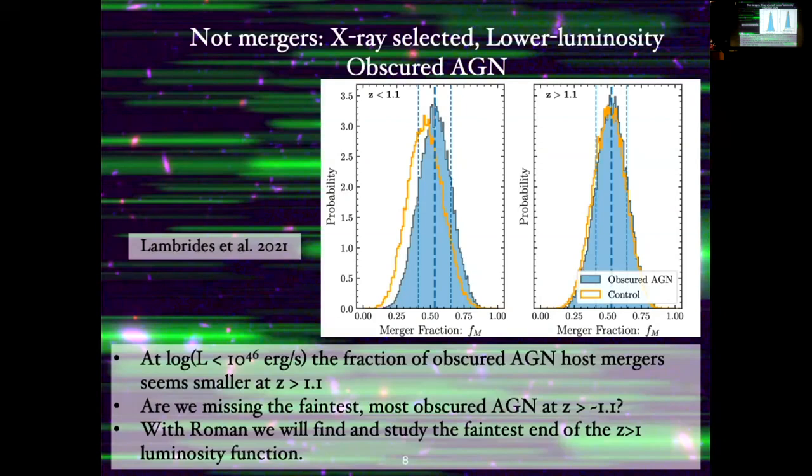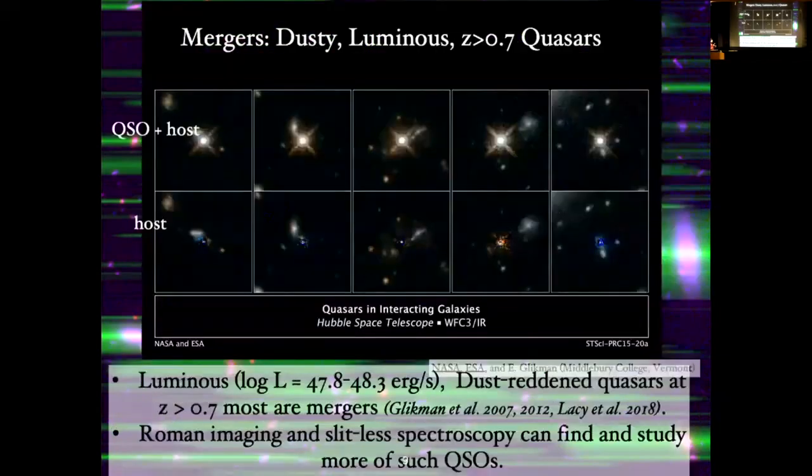The explanation could be that there is a physical difference, or another, simpler, more observational point is that we may be missing lower luminosity AGN at high redshift. And this picture, that we're missing things, is supported by the fact that if we go with Hubble for the brightest sources, the dust-ridden quasars, most of them appear to be mergers. But again, this is a sample of a few.